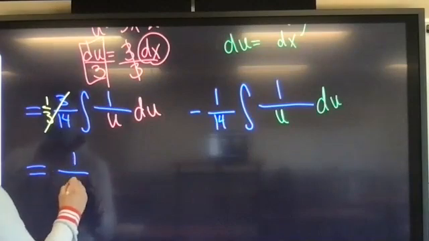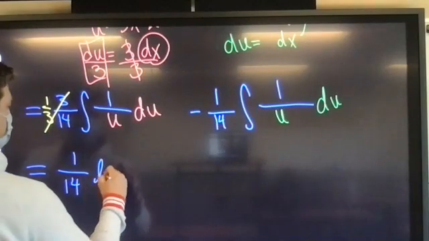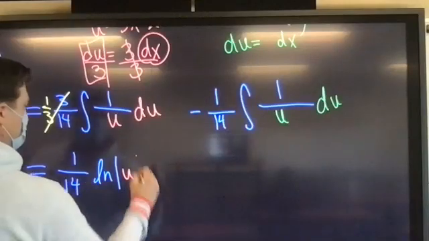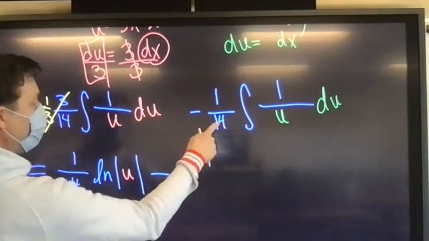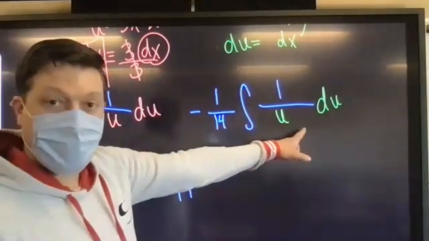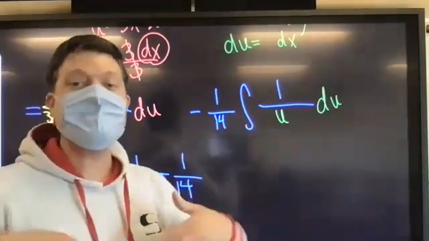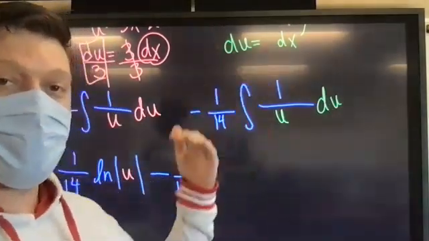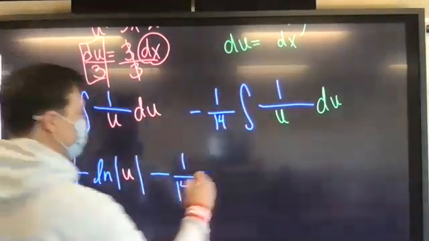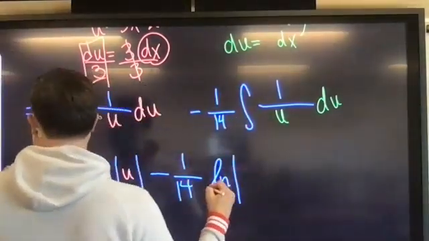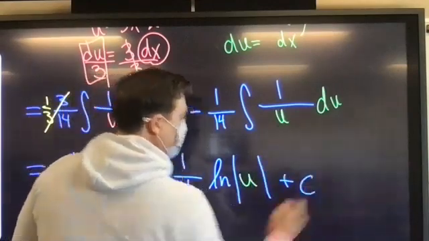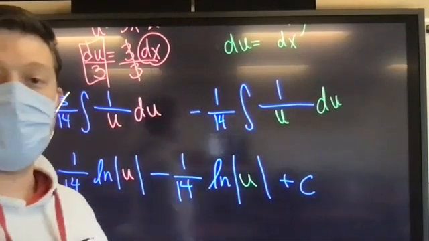Equals 1 over 14 times the natural log of the absolute value of u, plus minus 1 over 14. And now we focus on this expression, this integral. Once again, the antiderivative of 1 over something is natural log, absolute value of that something. Get the plus c in there because you need that part to be there.